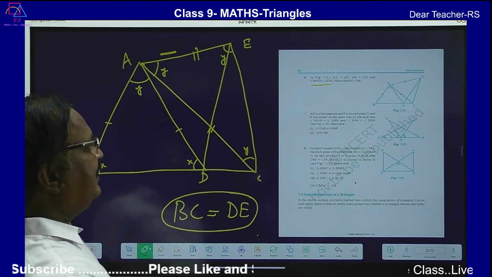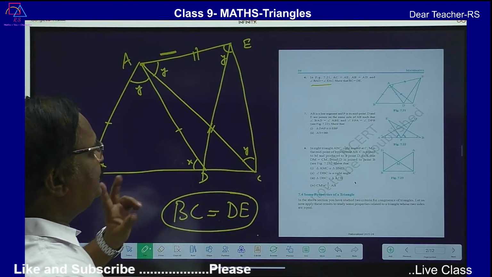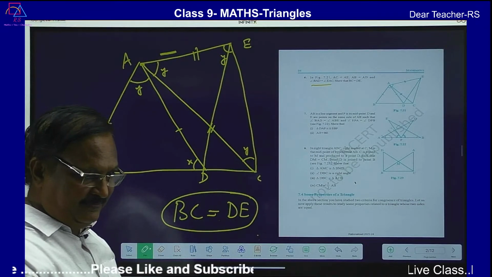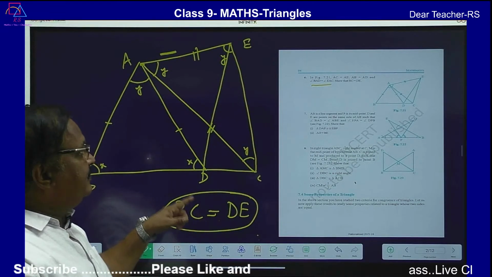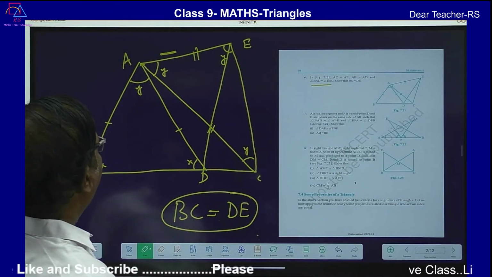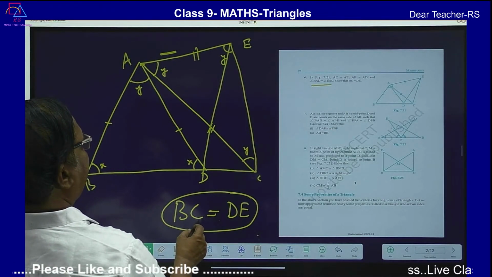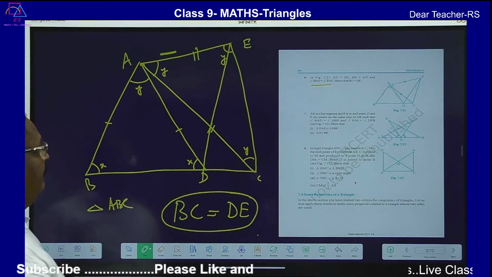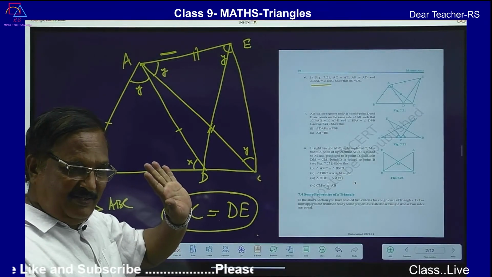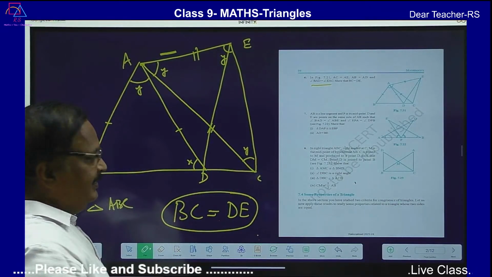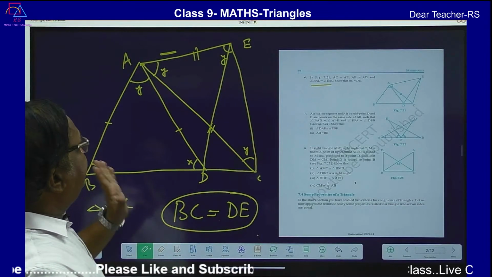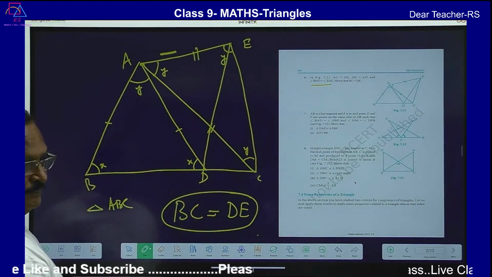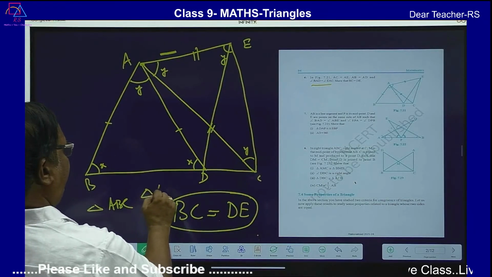Okay. So now you have to choose two triangles in such a way that these two sides should be there. These two sides have to be in those triangles. Okay. So now BC is there in the big triangle. You take ABC triangle. One is ABC triangle. You are able to see ABC triangle. Now DE, where is DE? You can take ADE triangle. That means triangle ADE.